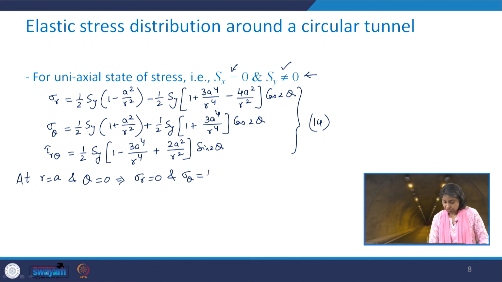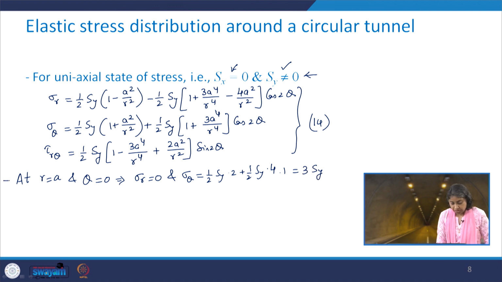just substitute. So, that is going to be half Sy into 2 plus half Sy. You substitute r equal to a. So, this is going to be 4 and then cos of 2 theta, theta is equal to 0. So, we have here as 1. So, this is going to be equal to Sy and 2 Sy. So, this will become 3 Sy. Now, that is the first position where we want to find out sigma r, sigma theta.